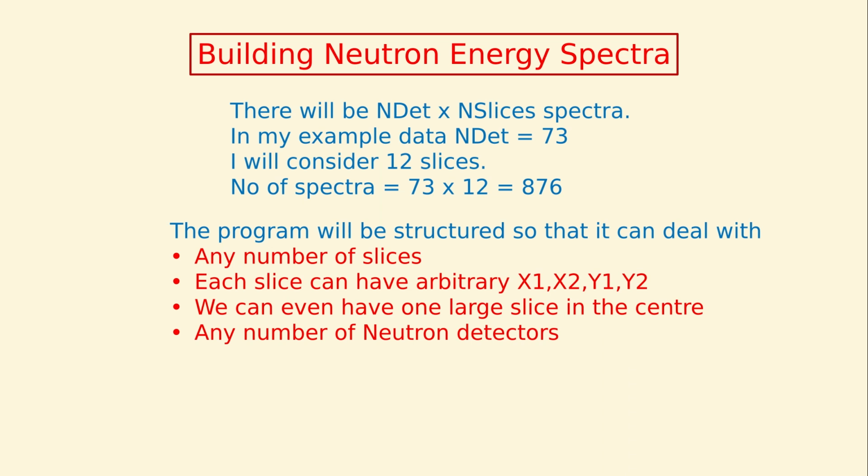Each slice can have an arbitrary position. The values of the x limits are x1, x2, and y1 and y2 for each slice. And this coding will also work for any number of detectors. In your experiment, you may have fewer detectors or more, and you can change that easily. So this is the goal for this lesson.